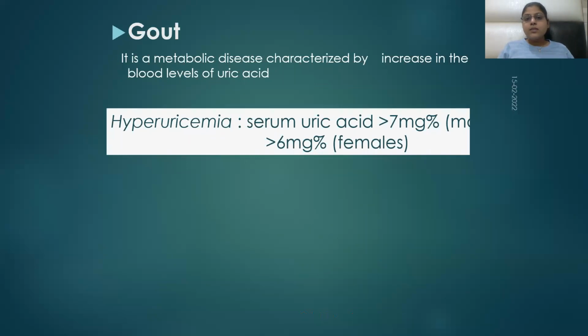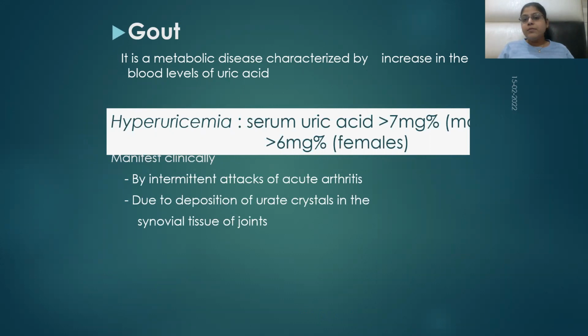So what is gout? It is a metabolic disease in which there is an increase in the uric acid levels in the body, and its serum uric acid rises to more than 7 milligram percent in males and 6 milligram percent in females. Means there is an increase in uric acid levels in the blood, which leads to hyperuricemia, which is known as gout.